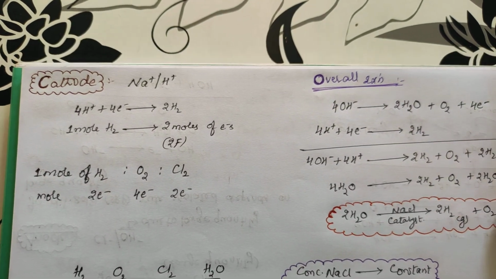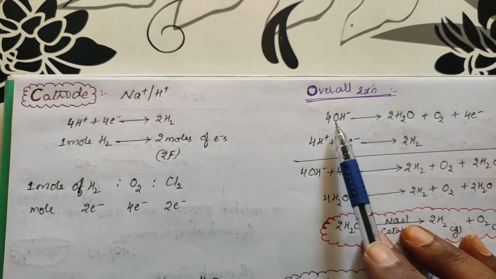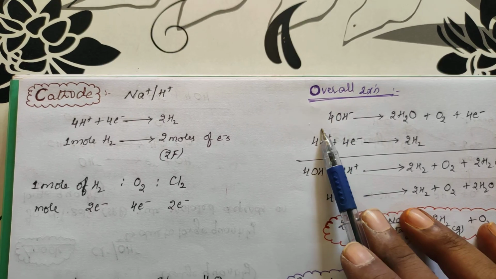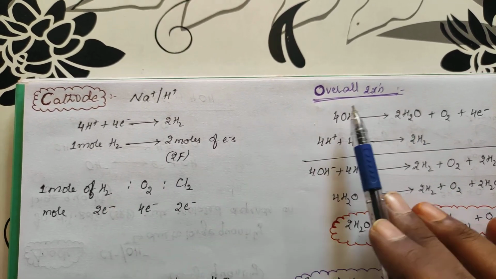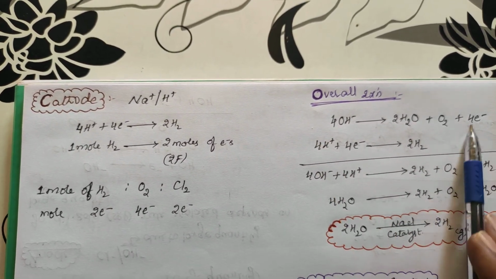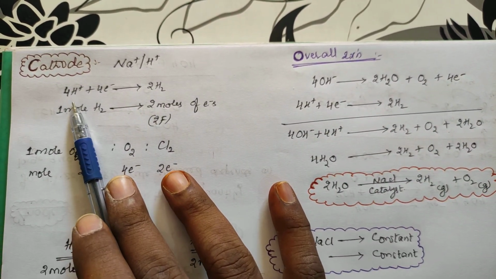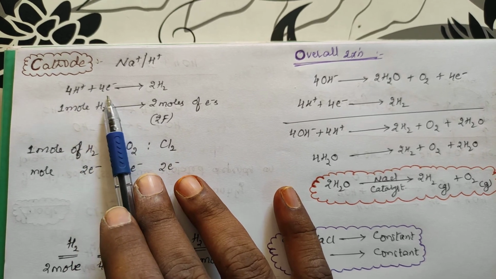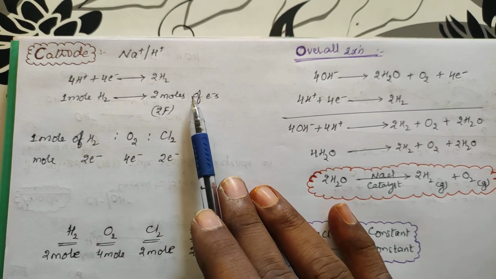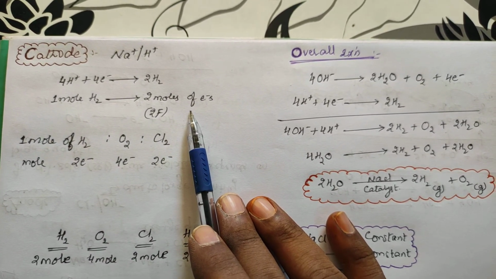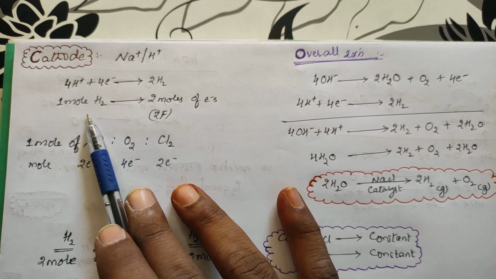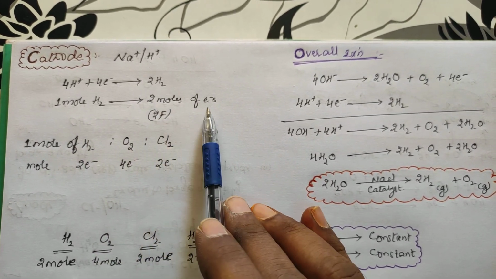See, in the previous case, you have taken 4 OH minus. This is the condition. If you take 4 water molecules, you'll be getting 4 H plus and 4 OH minus. So 4 OH minus you have taken in this equation. This is the oxidation. And in the reduction, you are left with 4 H plus. 4 H plus plus 4 electrons gives 2 H2.